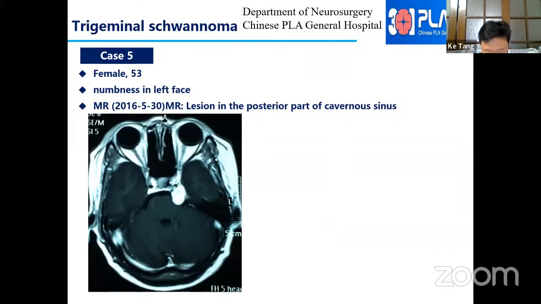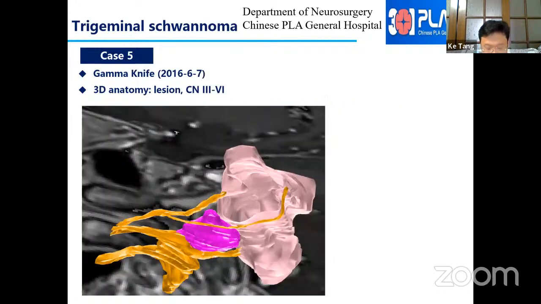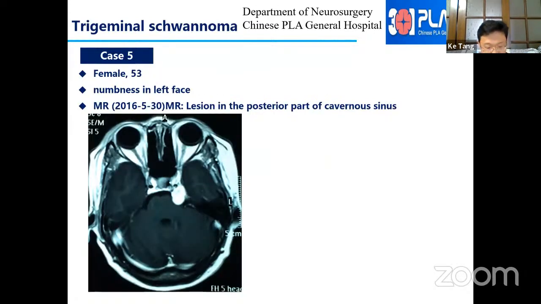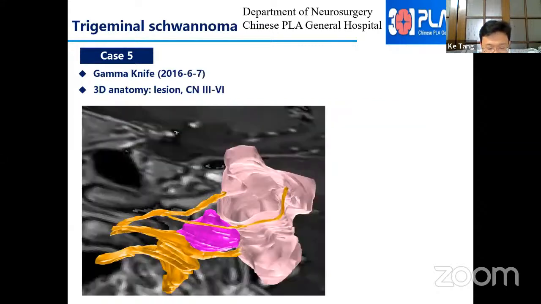Case 5, female, 53 years old. She had numbness in the left face. MRI showed a lesion in the posterior part of the cavernous sinus. It was a trigeminal schwannoma. We performed Gamma Knife surgery. The three-dimensional neurovascular anatomy showed the lesion, the optic nerve, oculomotor nerve, trochlear nerve, trigeminal nerve, and abducens nerve.